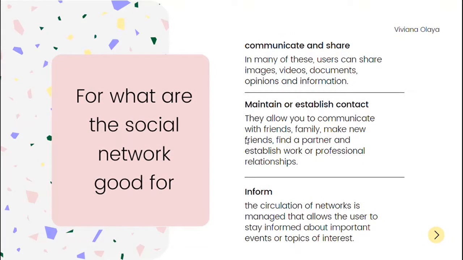What are social networks good for? One, community and state. In many of these, users can share images, videos, documents, opinions, and information. Two, maintain or establish contact. They allow you to communicate with friends, family, make new friends, find a partner, and establish work or professional relations. Three, inform. The circulation in the networks allows the user to stay informed about important events or topics of interest.